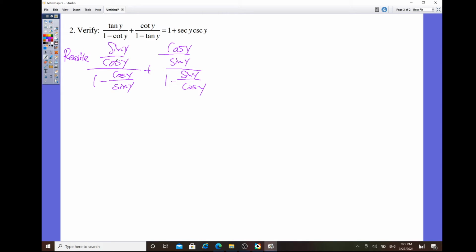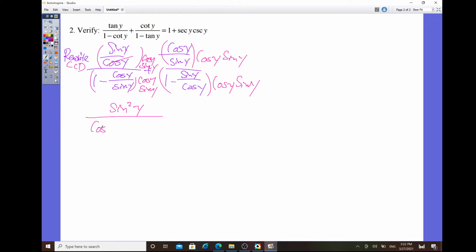Okay, so now what can we do with this complex rational expression? Well, we can always multiply the top and the bottom by the LCD, which is cosine of y, sine of y. And this one also, cosine of y, sine of y. So multiply by the LCD, top and bottom. And then distribute, and we can cross cancel. So we got sine square of y, all over cosine of y, sine of y, minus cosine square of y. And then plus this one here, cross cancel, so we do have cosine square of y, all over cosine y, sine y, but minus sine square of y.